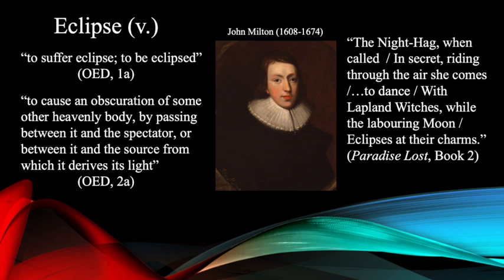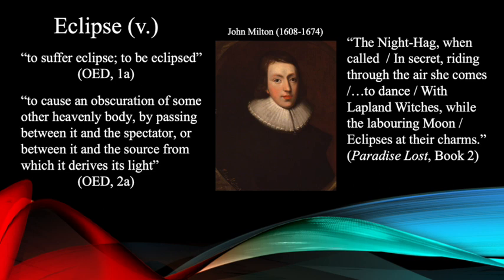So, for example, in the later part of the 17th century, John Milton, the poet, describes the night hag when called in secret, riding through the air, she comes to dance with Lapland witches, while the laboring moon eclipses at their charms. So in this case, the word means to suffer eclipse, to be eclipsed, so the moon is going into darkness. Put another way here, eclipse is to cause an obscuration of some other heavenly body by passing between it and the spectator, or between it and the source from which it derives its light. So the action of the thing we were just talking about.